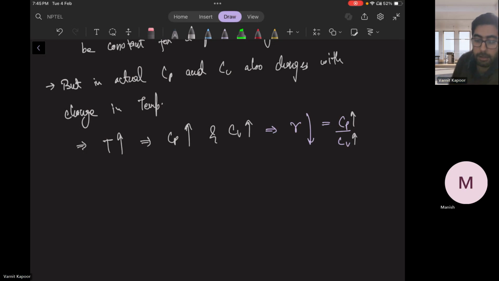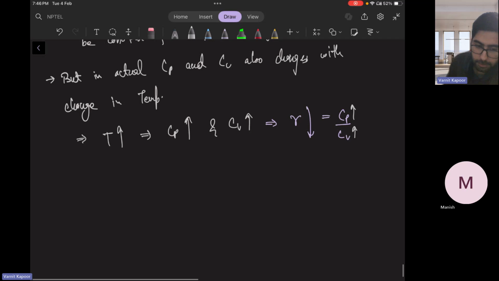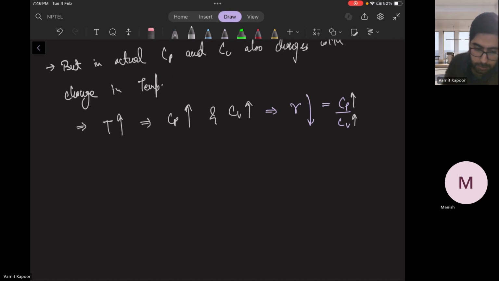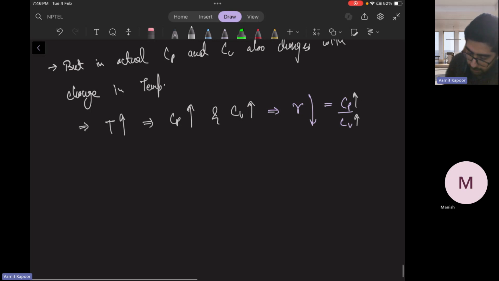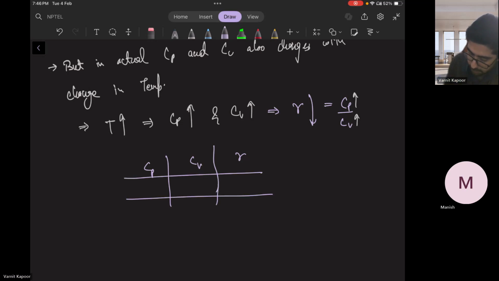Okay, let's see how. So how is that? If you increase the temperature in the cycle, the Cp and Cv increase, but gamma decreases in practical way. Okay, so let me write here. Suppose you have a gas. Let me make some short table. You have a Cp, you have a Cv. Okay, you have a gamma. So we'll compare using two values. So suppose Cp is 3, Cv is 2. Okay, let us suppose. So here Cp by Cv is 3 by 2, that is 1.5.